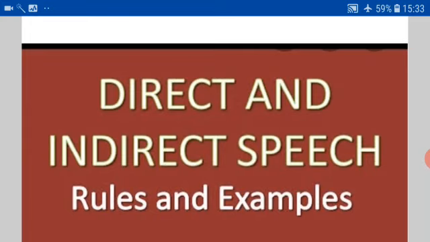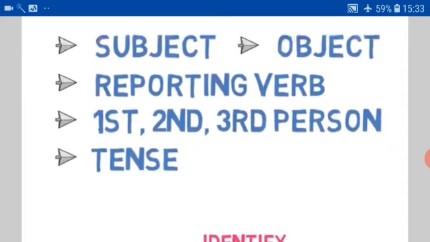Now we are going to learn direct and indirect speech rules and examples. Students, I have told you that we are going to convert direct speech into indirect speech with a 6-step formula, and the first step is identify. We have to identify in the direct speech what the subject is, what the object is, what the reporting verb is, the first person, second person, third person, and what type of tense is used here.